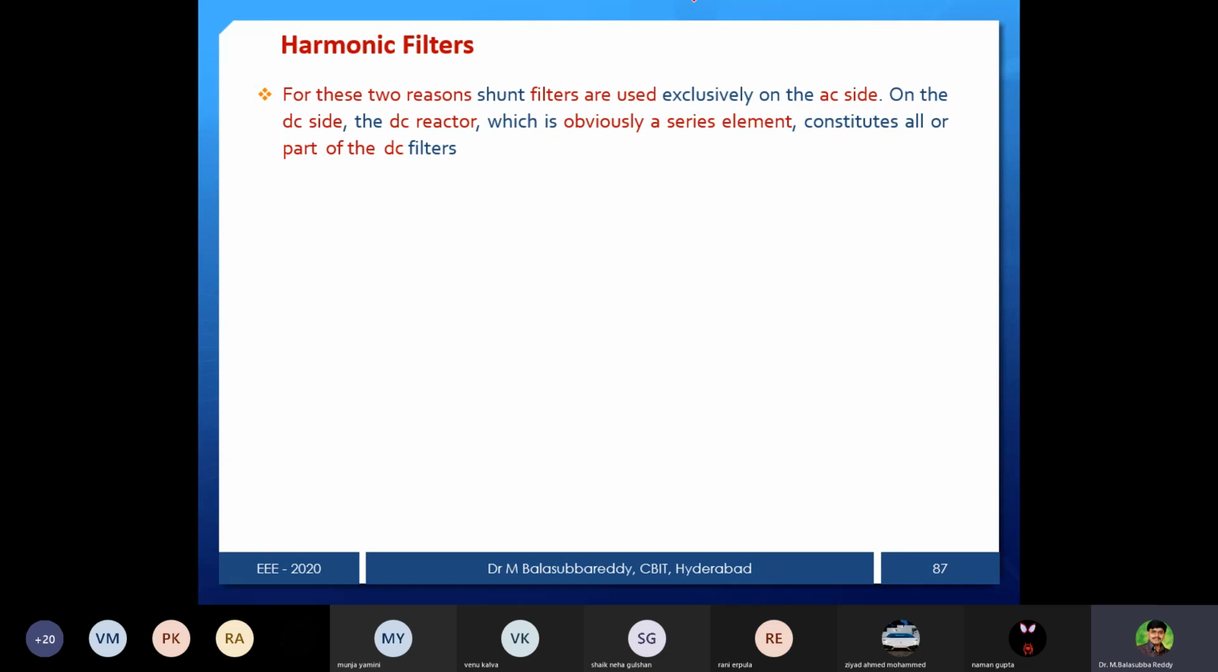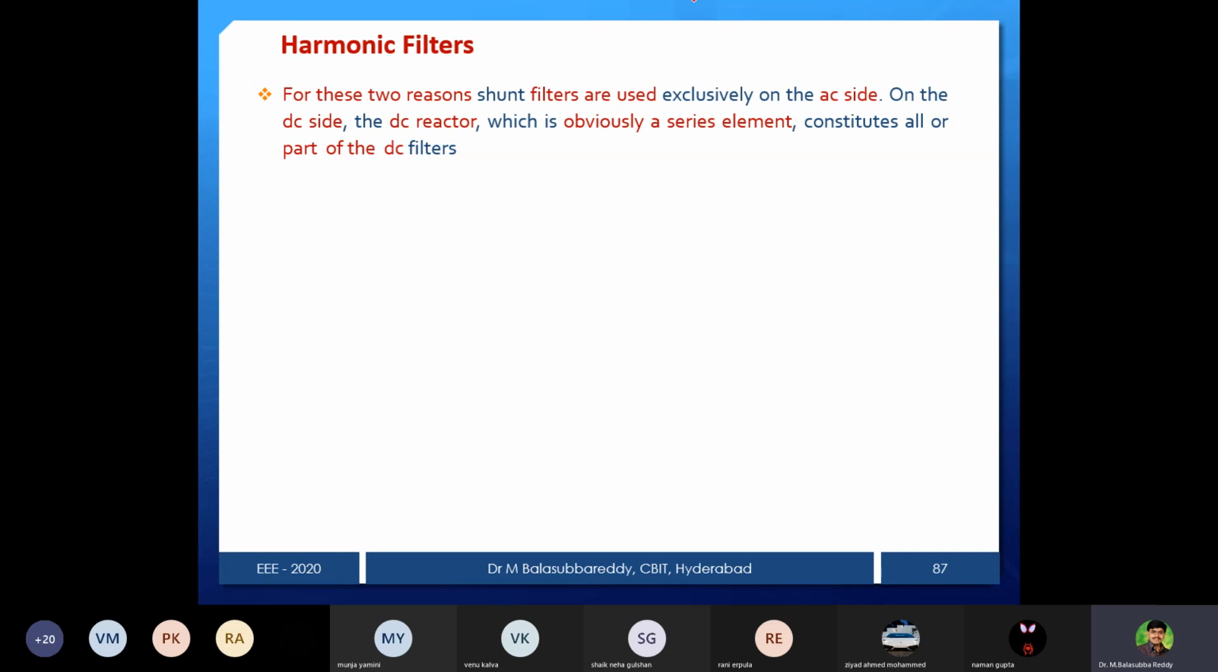For these two reasons shunt filters are used on the AC side. On the DC side, there is a DC reactor, which is obviously a series element, constituting part of the DC filter.